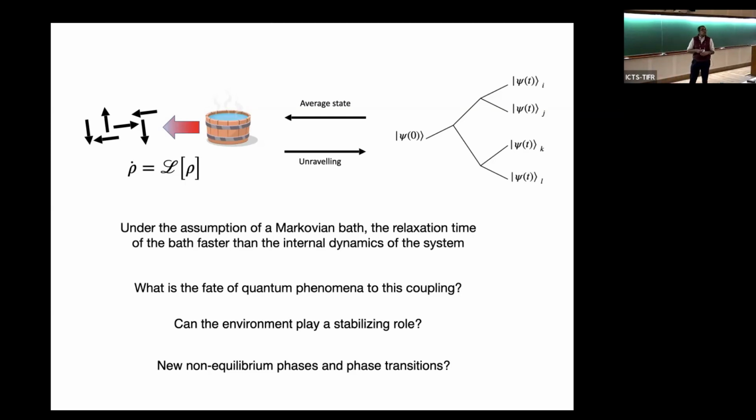And then there is an even more interesting question, which has been highlighted in earlier talks: can you actually have new phases of matter when you open the system to the environment, which have no analogs in an isolated system? Are there new non-equilibrium phases, new phase transitions, which are absent in an isolated system?